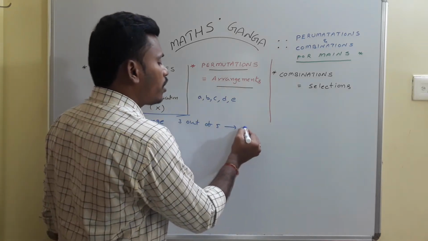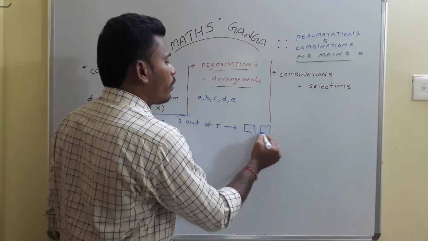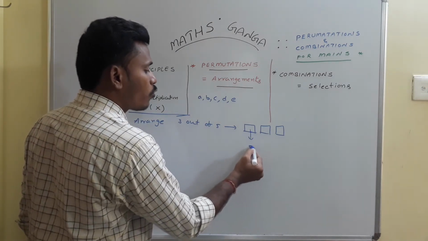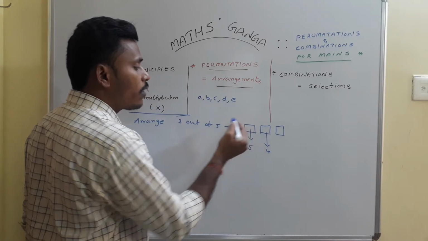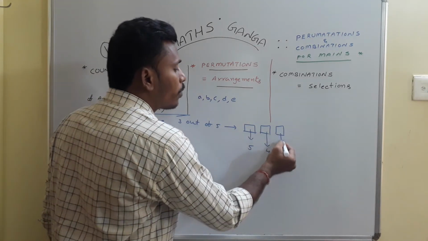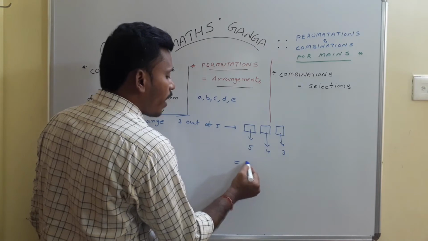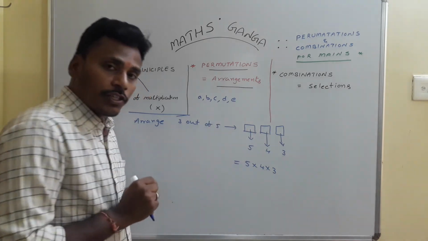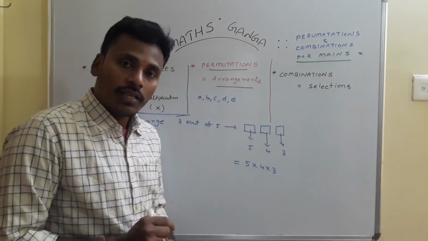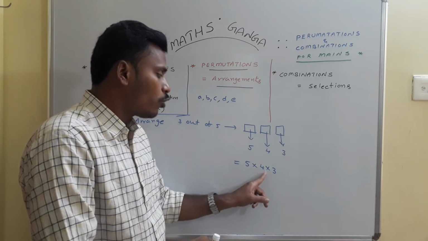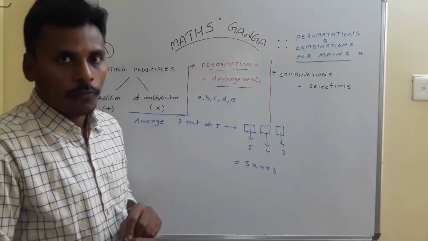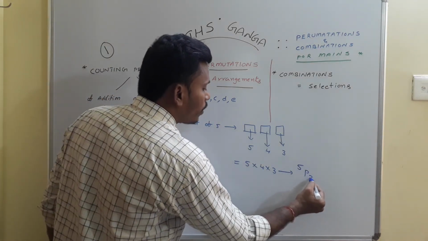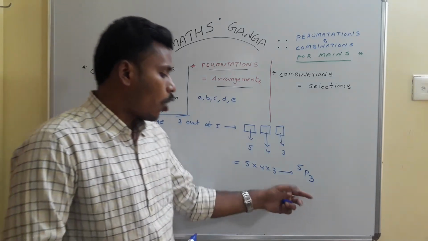Since I need to arrange 3 out of 5, I need to fill 3 places using those 5 objects. The first place has 5 chances to fill, the second place has 4 chances because one object is already filled, and the third place has 3 chances. The total number of arrangements is 5 into 4 into 3 by the counting principle of multiplication. This 5 into 4 into 3 is later denoted as 5P3, arrangement of 3 objects out of 5.